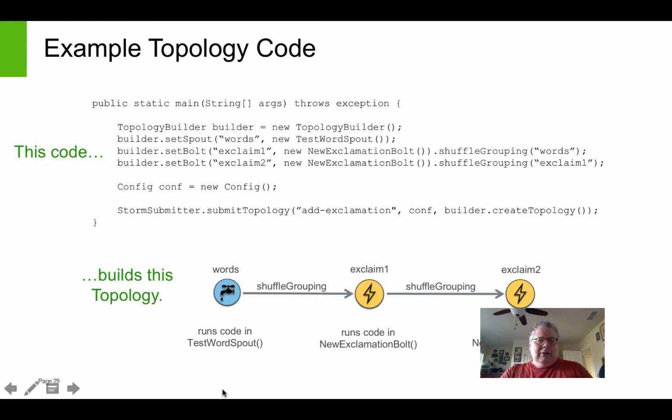And we get to declare what we'll call these. These will show up in the GUI that we'll see a little bit of in a running topology. So we'll call it words. What is it? It's a test word spout. Okay, right. We want a bolt. We'll call this one exclaim one, and it's of this type.